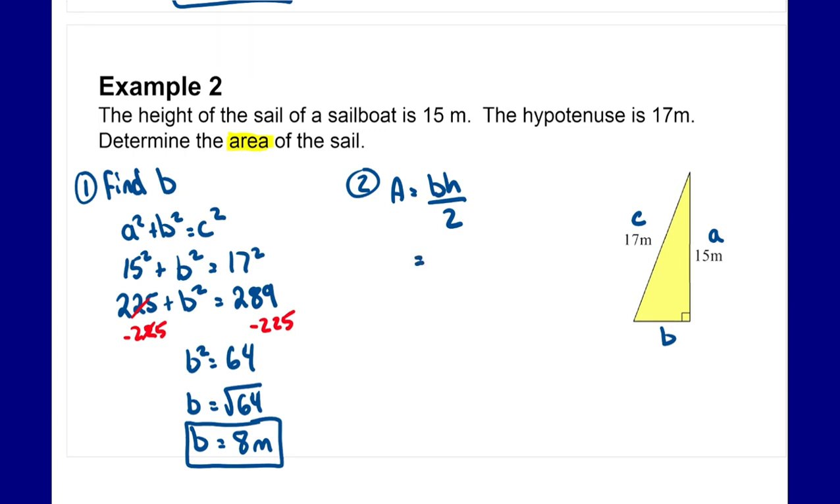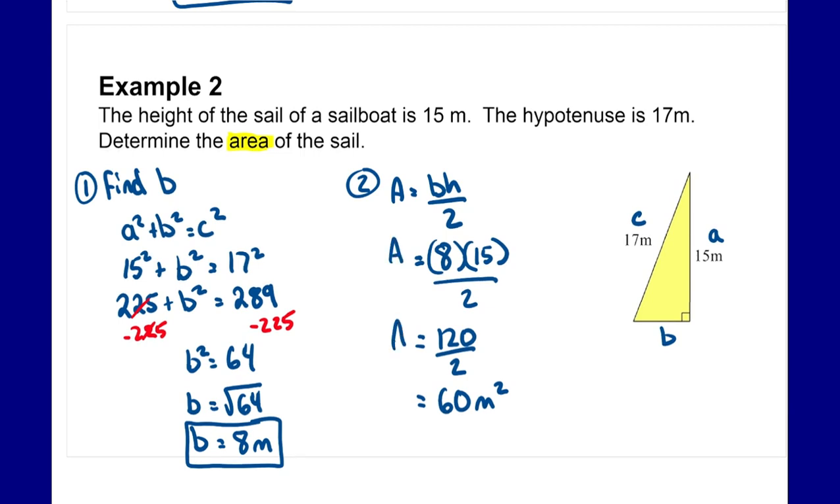I have my formula sheet. I have the base, which is 8. And I have the height, which is 15. So I'm going to multiply them, divide them by 2. 120 divided by 2, and I get 60 meters squared. So once I found the base using the sum of squares, or Pythagorean theorem, I can now plug that into my area formula to find the area of this triangle.